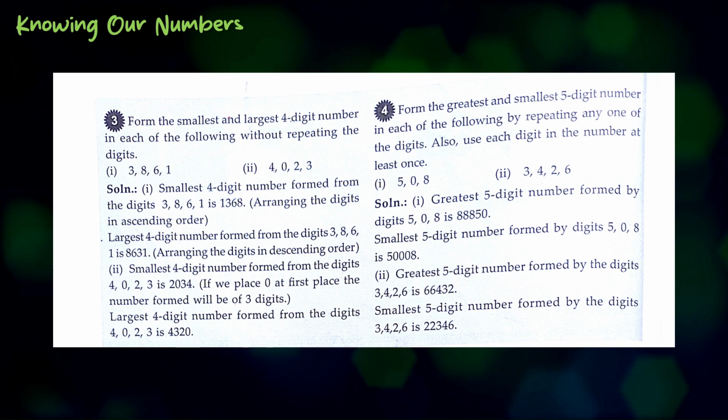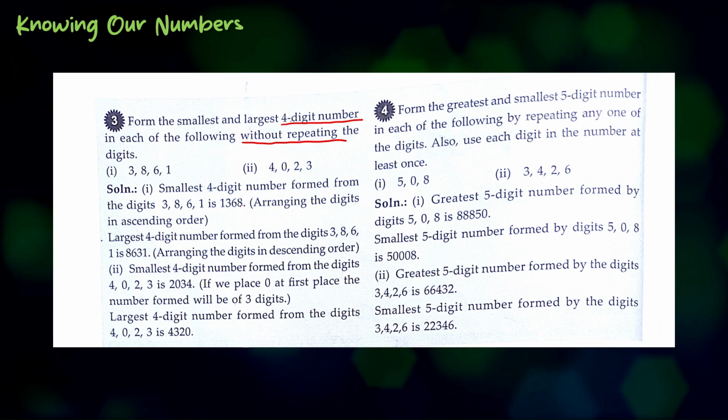Number 3, form the smallest and largest 4 digit number in each of the following without repeating the digits. Important, without repeating the digits. Okay, so subdivision 1 and subdivision 2. Now let's solve them. So first, smallest and largest 4 digit number without repeating. They will ask you without repeating, and they will ask you with repeating also. So let's see without repeating. Sub question 1, 3861.